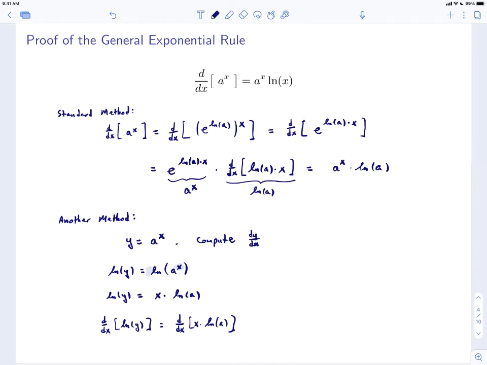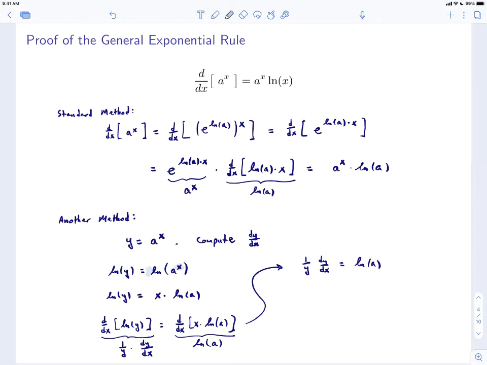The expression on the left, the derivative with respect to x of ln of y, well, the derivative of ln of a thing is 1 over that thing, times the derivative of whatever's inside there. But the derivative is dy dx, the thing that we're looking for. Now the derivative on the right is, again, x times a constant. So the derivative of x times a constant is just that constant. So there's where we get our ln of a. So what do we have? We have that 1 over y times dy dx is equal to ln of a.